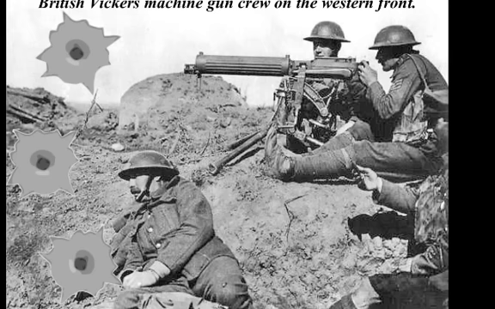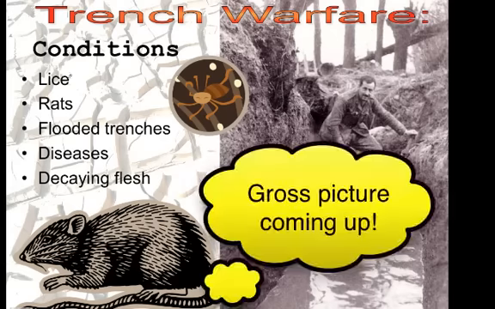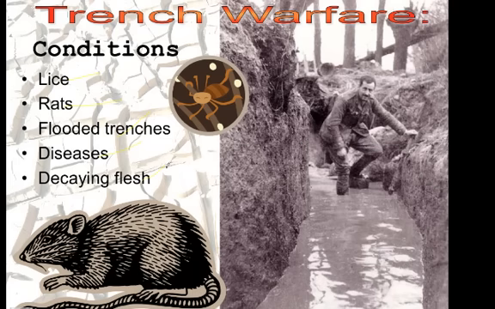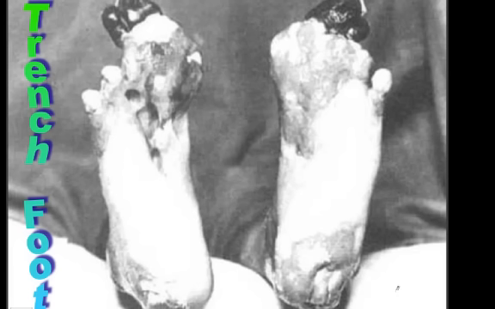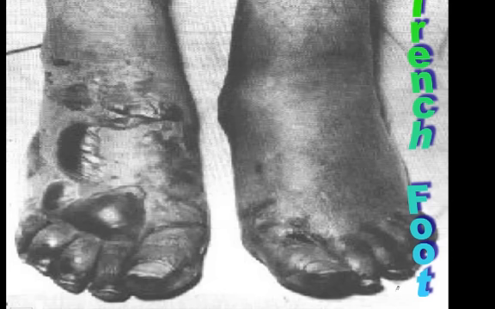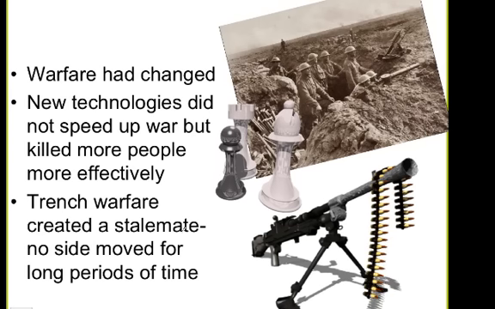Also, the machine gun. Notice again, and we'll talk about this in class, where these guys' eyes are. They're literally running a machine. Downside of the trench, again, conditions: lice, rats, flooding, disease, decaying flesh. It was horrible. Look at the size of the rats. And imagine if you kept your foot in water that long, what could happen? A disease called trench foot. We saw that.